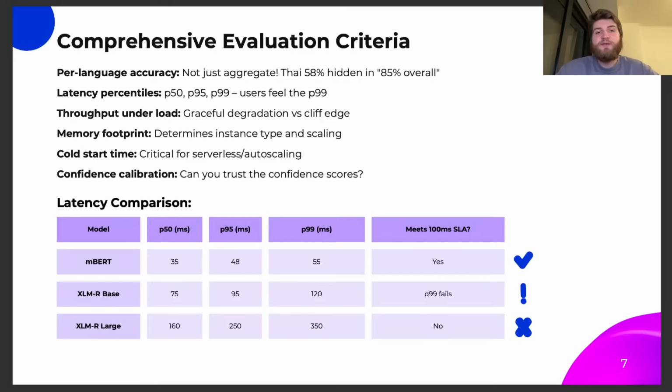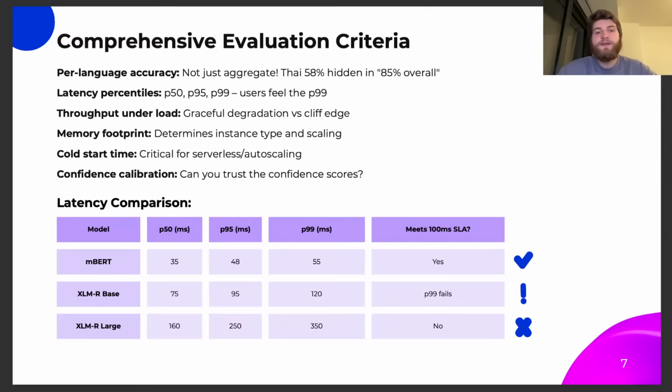And users experience the P99, not the average. Third, throughput under load. Test with realistic concurrent request patterns. Some models degrade gracefully under load, others fall off a cliff. Know which type you have. Fourth, memory footprint. This determines your infrastructure costs and scaling characteristics.